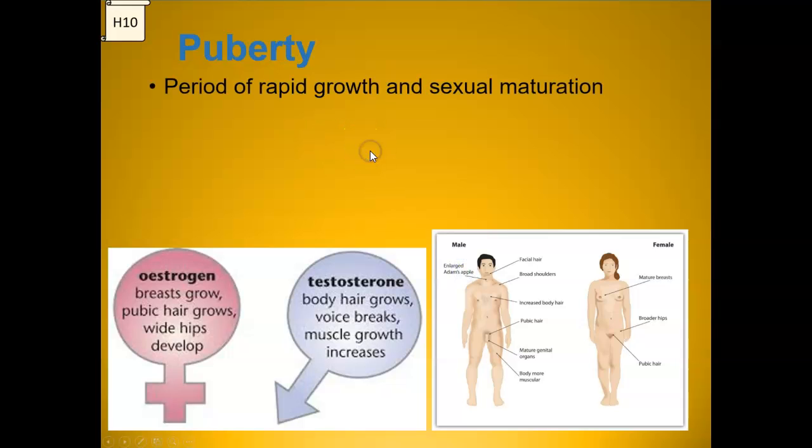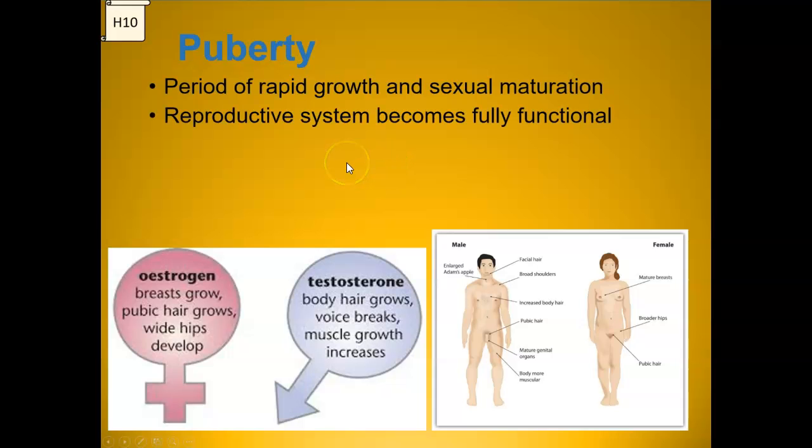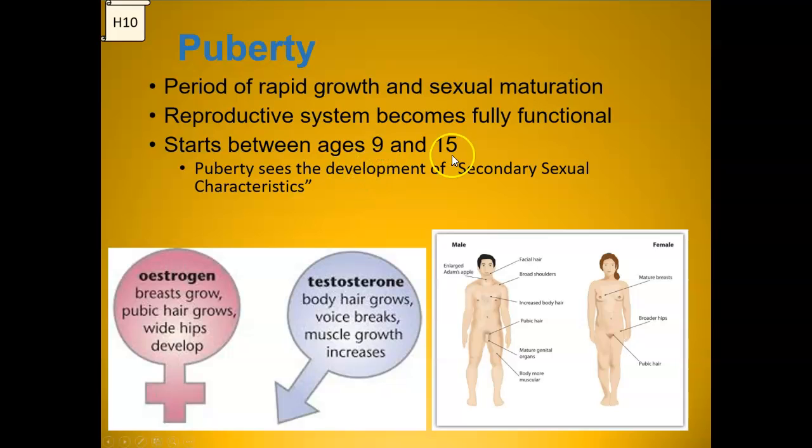All right. So then we're looking at what happens in puberty. This is 10, 12, up through 18, 20, something like that, depending on the individuals. This is generally considered a period of rapid growth and sexual maturation. Reproductive systems become fully functional. 9 to 15 is what we've got in here, just a general start time. And so these secondary sexual characteristics really start to become more prominent. As we mentioned, in females, breasts grow, pubic hair grows, hips widen and develop. In males, body hair grows, voice breaks, muscle growth increases. So you can see the differences in the pictures there.